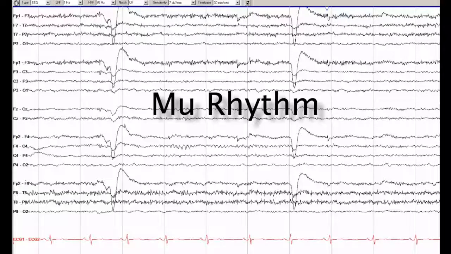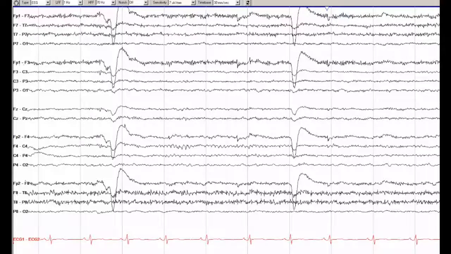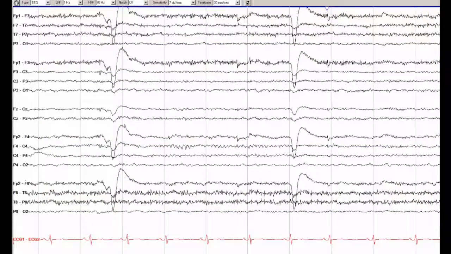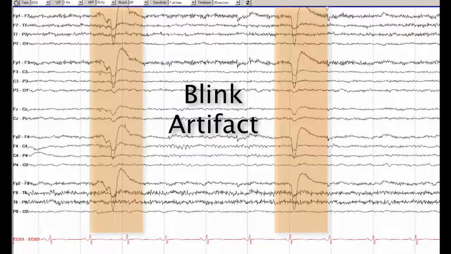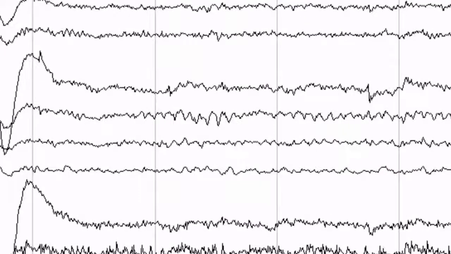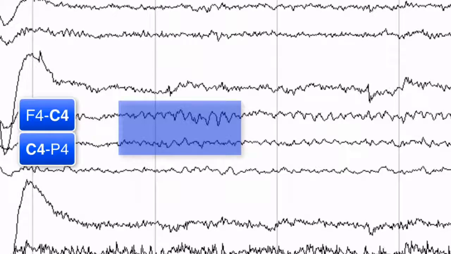Here we have another example of an awake recording, again a clue being the prominent myogenic artifact in the frontal and temporal regions. We can also see that this patient likely has their eyes opened, as we have prominent blink artifacts. We do not see much of an alpha rhythm, which is not surprising considering this patient's eyes are open. What we do see in the parasagittal region, particularly on the right side, is a rhythm that is maximal at C4. Let's look at this more carefully.